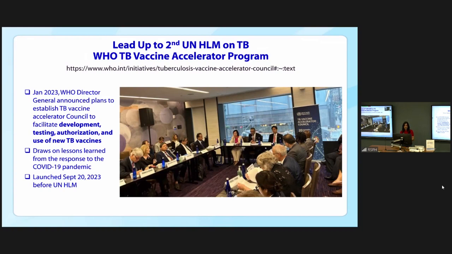The WHO launched the TB Vaccine Accelerator Program. Many of you may know that we have a vaccine for TB. It's 100 years old, and it works really only in the youngest children for preventing severe disease. We don't have anything that works in adolescents and adults who are the ones primarily developing TB and responsible for transmission. There's a huge need for a TB vaccine, and the TB Vaccine Accelerator Program was announced in January to really accelerate vaccine development.